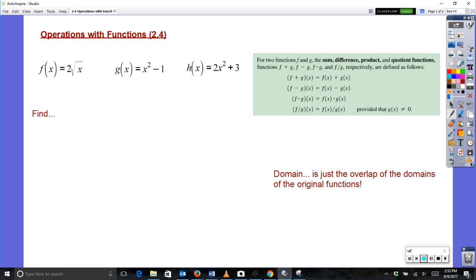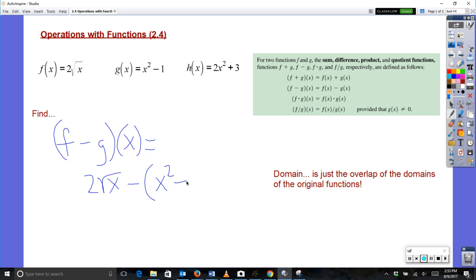Now we can perform these operations with just the actual generic functions, okay, with the formula itself. So we can do, for example, how about f minus g of x? Well, f of x is 2 root x minus, we have to parenthesize, we're subtracting all of g of x, that's x squared minus 1. Distribute your subtraction and we would have 2 root x minus x squared plus 1. And we've generated a new formula for this.